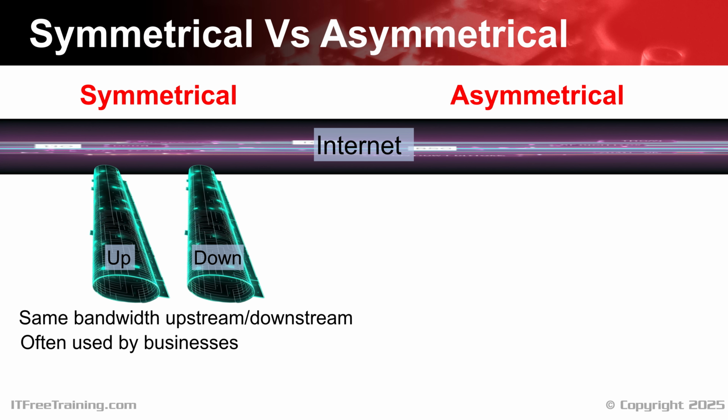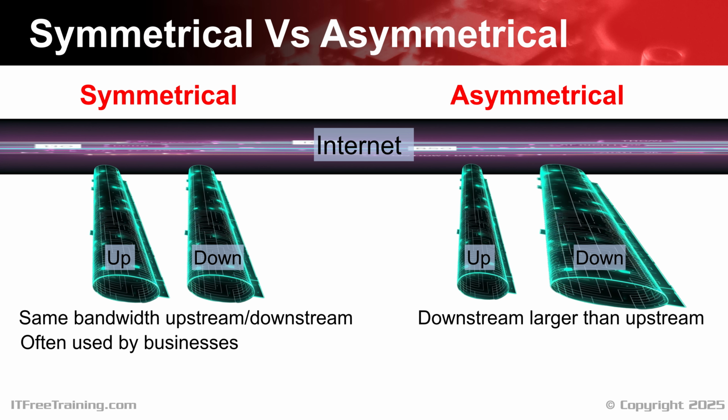This is because businesses often upload more data to the internet than typically used by a home user accessing the internet. Asymmetrical, in contrast, the downstream is much larger than the upstream. This is often called ADSL. The idea behind this is it is good for basic internet use.